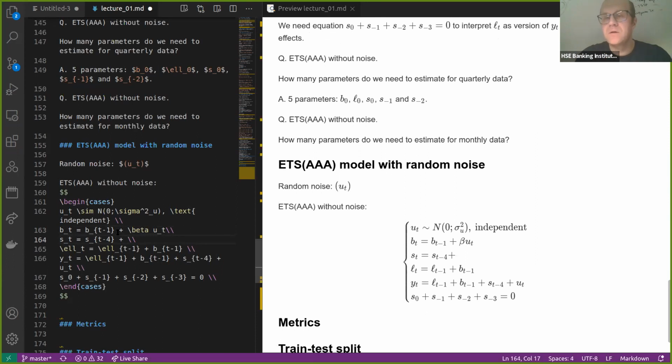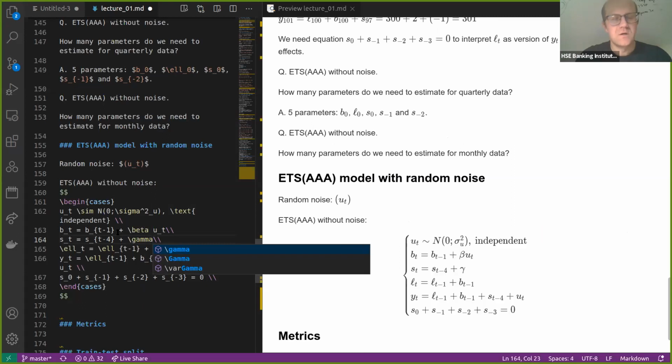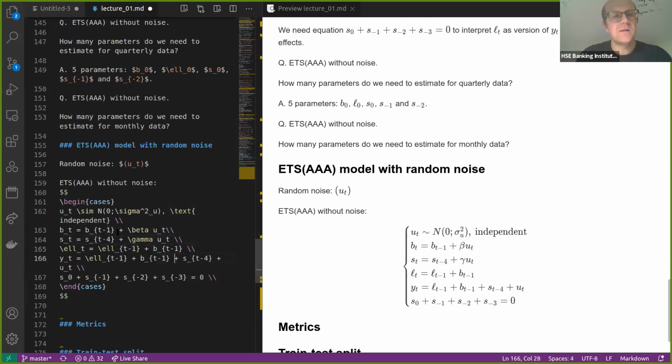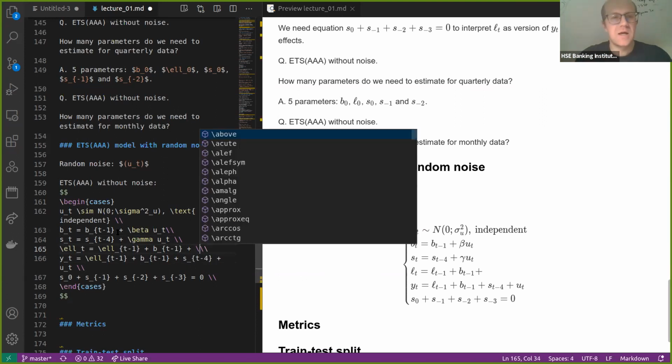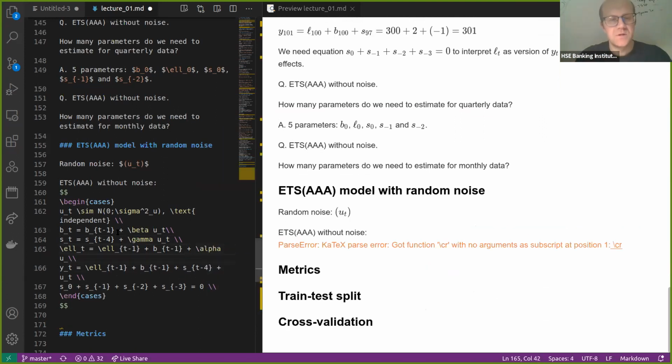Random noise will influence ST, the seasonal effect. Maybe something happened. For example, COVID arrives and you have an immediate effect, and every spring, every autumn, you have a new seasonal effect. So something new may influence the current value and may influence future seasons. So I will have some gamma times UT, and this deseasonalized value may also be influenced with some coefficient, alpha times UT.